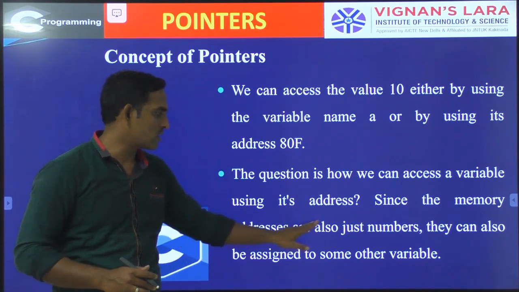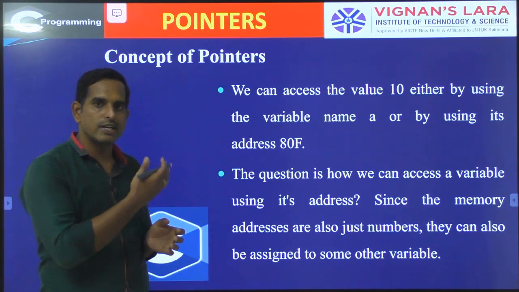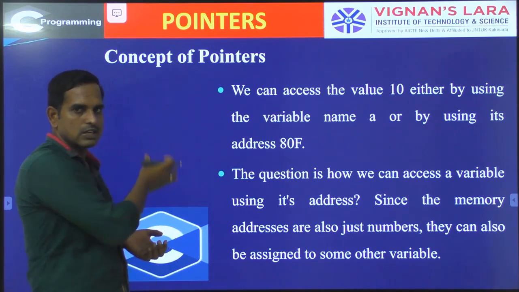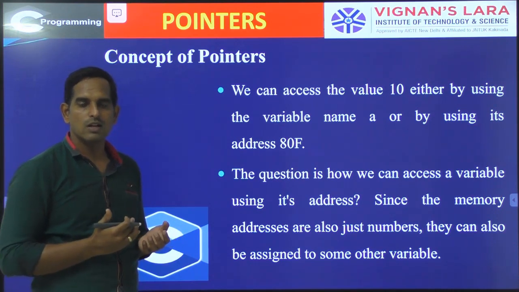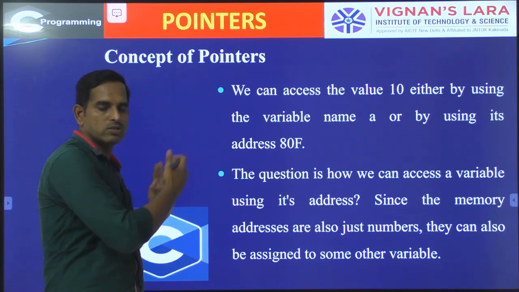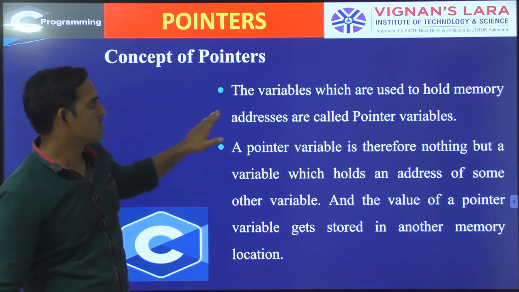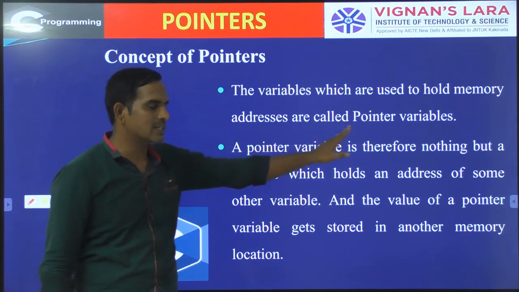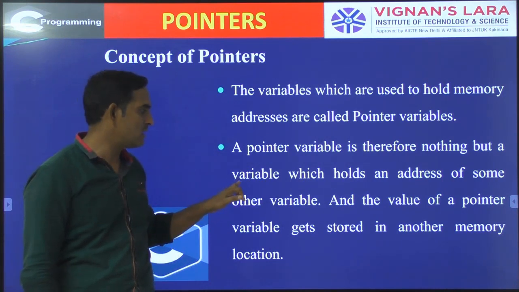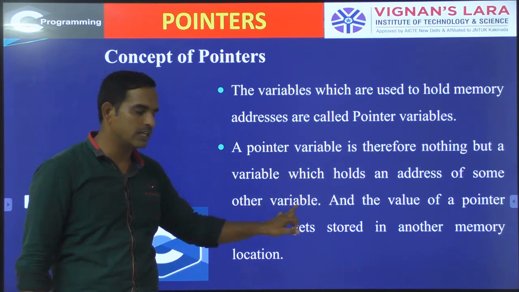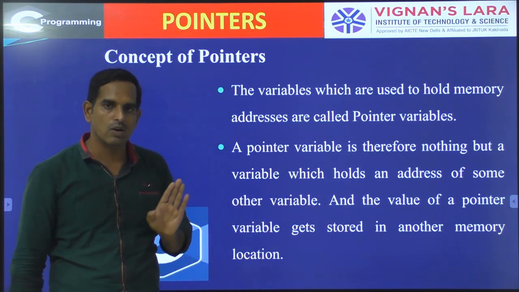Since memory addresses are also just numbers, they can be assigned to other variables. As you have already seen, they are just numbers from 0 to some large value, so you can assign those numbers into another variable. That variable is called a pointer. The variables used to hold memory addresses are called pointer variables. A pointer variable is nothing but a variable which holds the address of some other variable, and the value of a pointer variable is stored in another memory location.